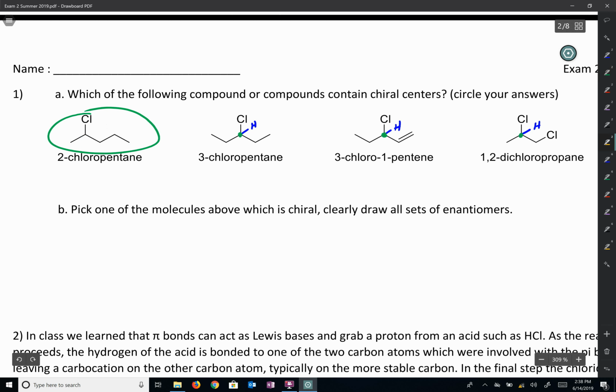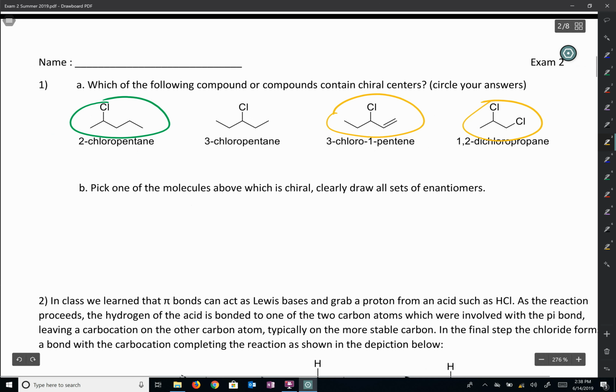Here, we've got the chlorine, we've got a hydrogen, that's unique, but here we have an ethyl group, and there we have another ethyl group. So those are identical, so that is not a chiral center. Chlorine check, hydrogen check, a vinyl group over here, ethyl group over there. Those are independent, separate, unique, whatever you want to say. So that's a chiral carbon. And this carbon right there is also going to be chiral. So all three of those have chiral centers.